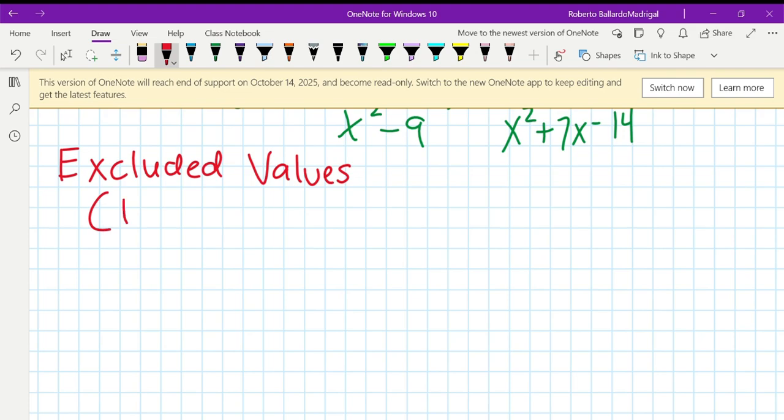Excluded values we'll typically write as EV. EV, not for electric vehicle. EV is excluded value. And like I said, it's a value that makes your denominator 0.